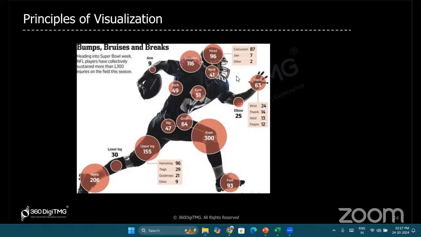And look at this. This is a static image, okay? But in real time, apart from just giving a high level presentation of what's going on, we should also allow the users to do a deep dive into the data wherever necessary. So if I hover the mouse pointer on this mark corresponding to head, I can see 87 of these 96 injuries are due to concussion. 7 of them are jaw and 2 other. Right? So we're not just presenting high level data.